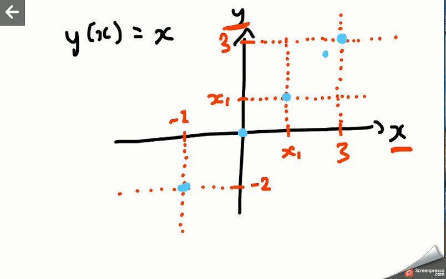You can keep filling in more and more points. The more points you fill in, you'll find that it gets closer and closer to basically just this blue line here. And so this is the line y equals x, and it is indeed a line.